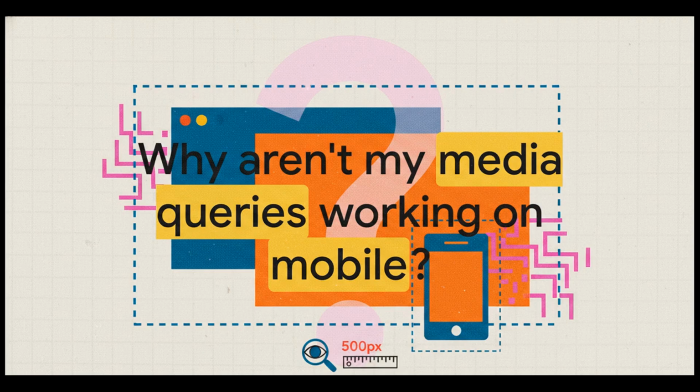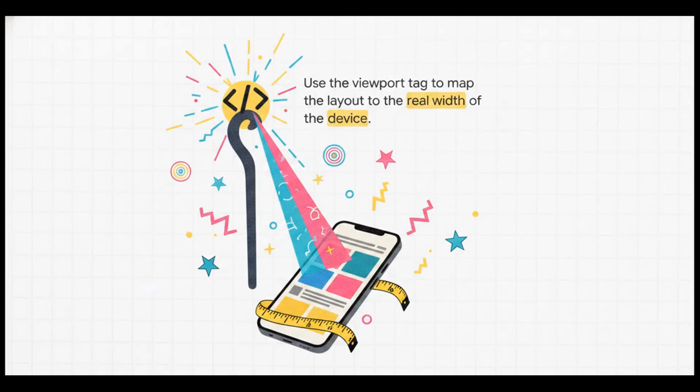Why aren't my media queries working on mobile? You probably think your CSS is broken, but plot twist, the hidden culprit is actually the mobile browser itself. By default, if you don't explicitly tell it otherwise, a mobile browser is going to simulate a fake, massive layout, usually right around 980 pixels wide, and then it just lazily zooms out so you can see the whole thing. So your mobile breakpoint of, say, 500 pixels, it never even triggers because the browser genuinely thinks it's sitting at 980 pixels wide.